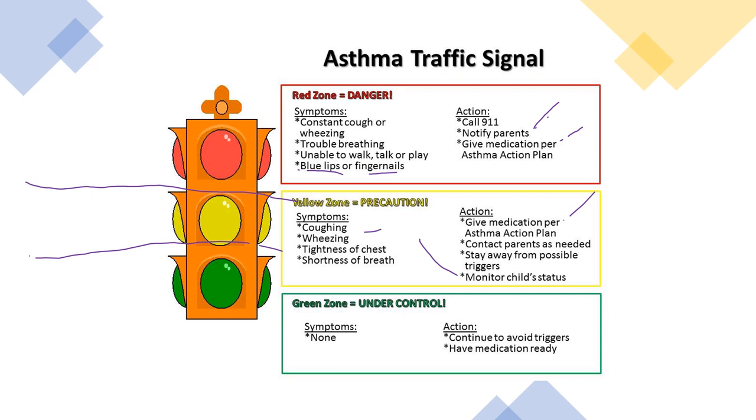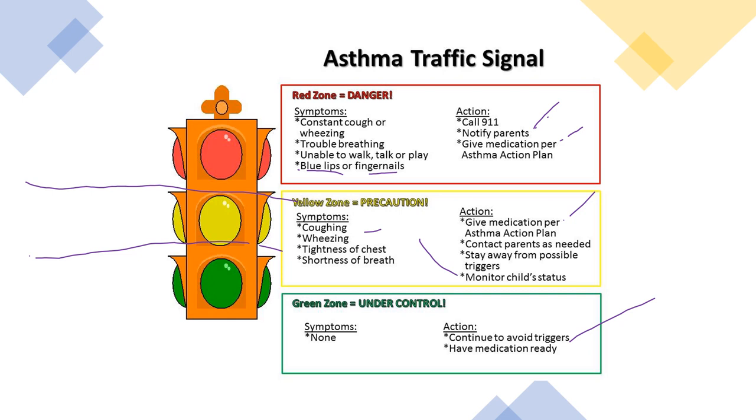The green zone means that they're 80% of their personal best or above, which means, hey, just continue to avoid anything that triggers, right? If smoky air or allergens or anything like that, whatever it is that triggers your asthma, just stay away from them. Make sure you have your medication if you do go into one of these other categories. But other than that, continue living your life, right?